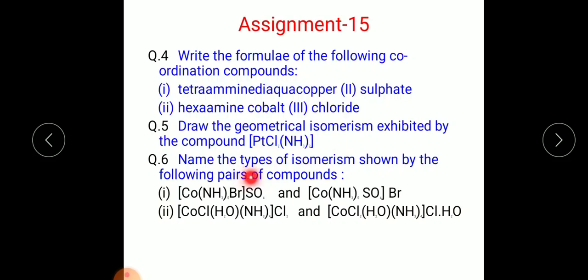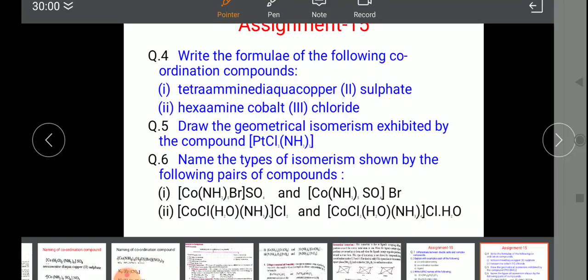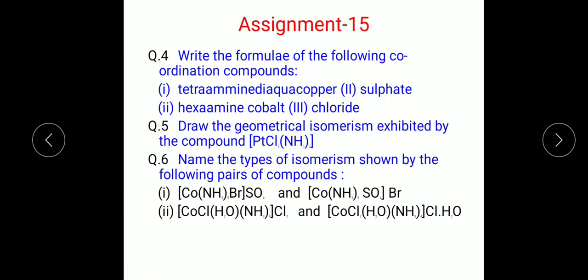And question number 6 is name the types of isomerism shown by the following pairs of compounds. So [Co(NH3)5Br]SO4 and [Co(NH3)5SO4]Br. You need to write down what type of isomerism they are showing. And the second pair is [CoCl(H2O)(NH3)4]Cl2 and [CoCl2(NH3)4]Cl.H2O. What type of isomerism? So complete this assignment and send it to my mail.